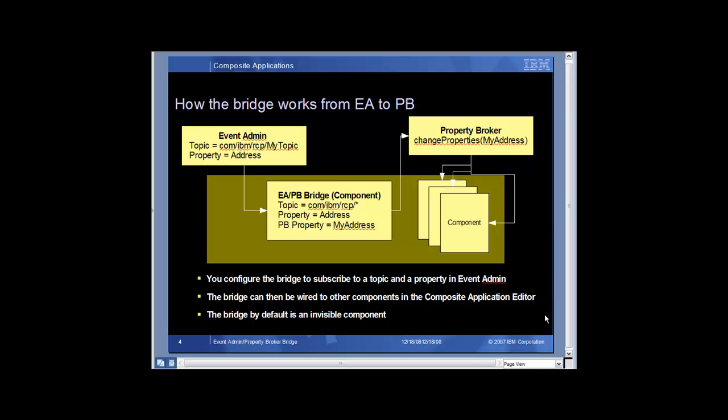So how are you going to publish this in the comp app component world when the event is received? And by default, the bridge is an invisible component. So while you can configure it within the Composite Application Editor, it will not show by default in the runtime of the application. So here we show an example where the bridge subscribes to a topic, com IBM RCP star. It's interested in the address property of the event admin event, and it will automatically produce a my address output property to the property broker, which then can be wired to other components on the screen.